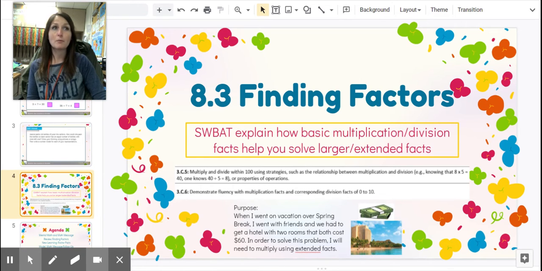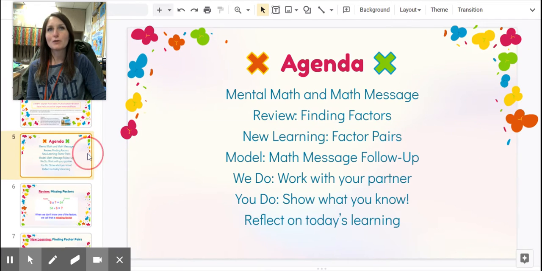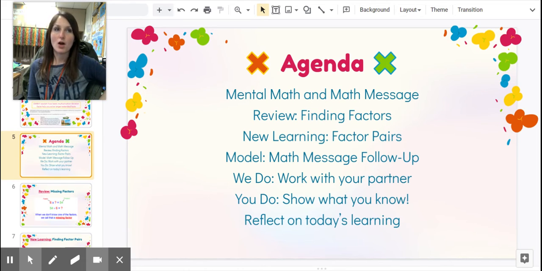Today we're going to explain how basic multiplication division facts can help us, oh, that's not what we're doing, but that's okay. We're going to be trying to find some factors. We want to be able to look at problems and see what two numbers multiply to equal the product. So that's what we're focusing on today, factor pairs.